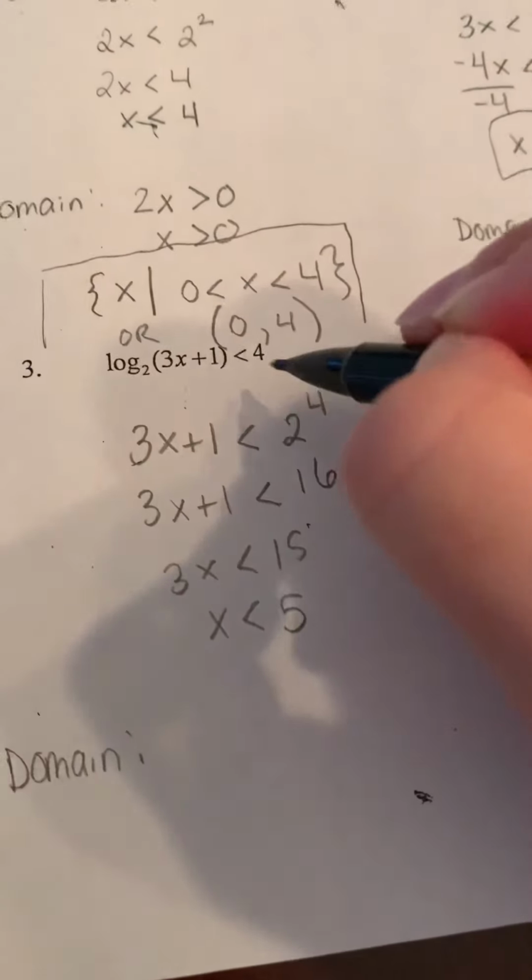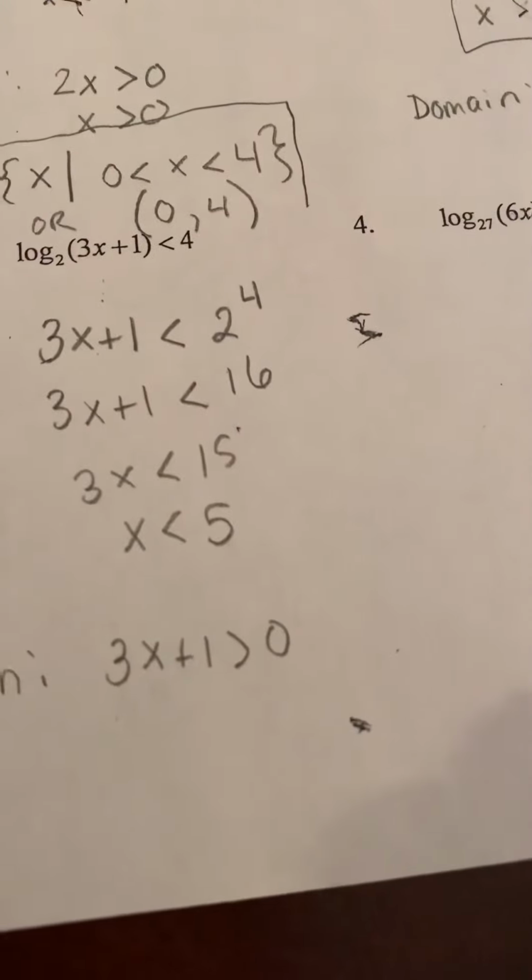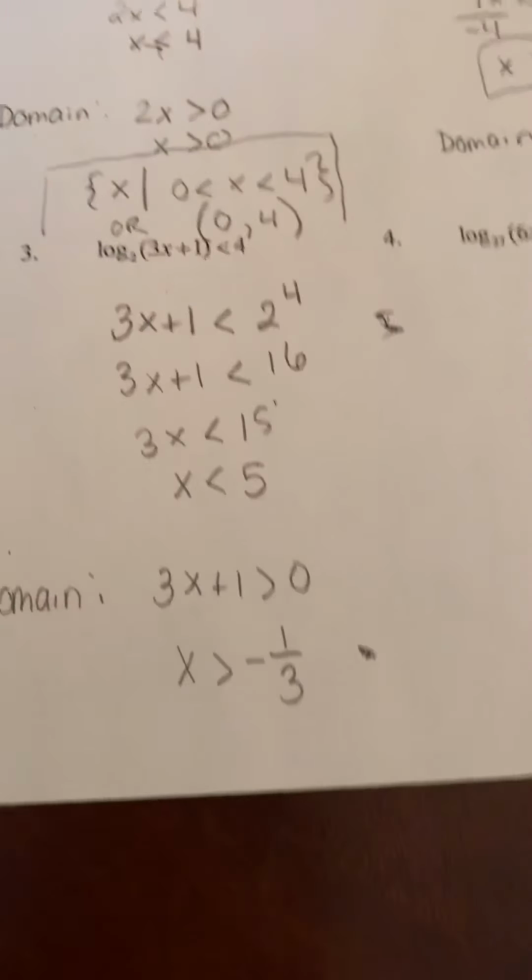So we just have one logarithm, just this guy I need to check, and I need to set that to be greater than 0. So when I solve that, we subtract 1 and divide by 3, gives me x has to be greater than negative 1/3.